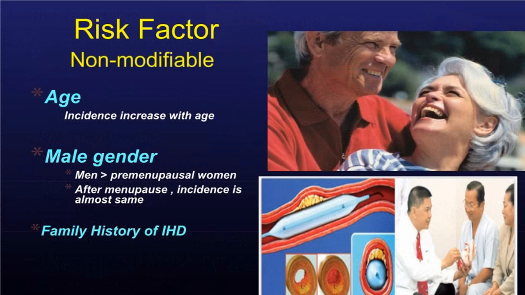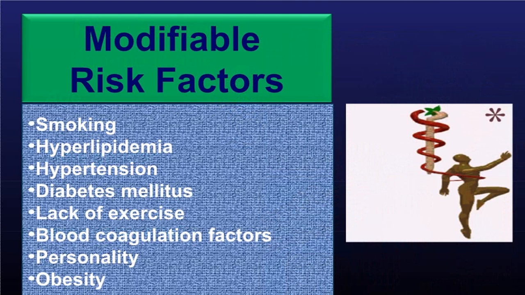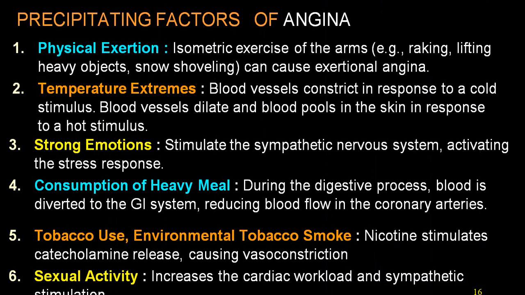These are the figures which show you that in old age, males are more prone, more common than premenopausal women. After menopause, the risk remains almost the same. Strong family history. Smoking, hyperlipidemia, hypertension, diabetes mellitus, sedentary lifestyle or what we call lack of exercise, blood coagulatory factors, personality, obesity, etc. can be major factors.